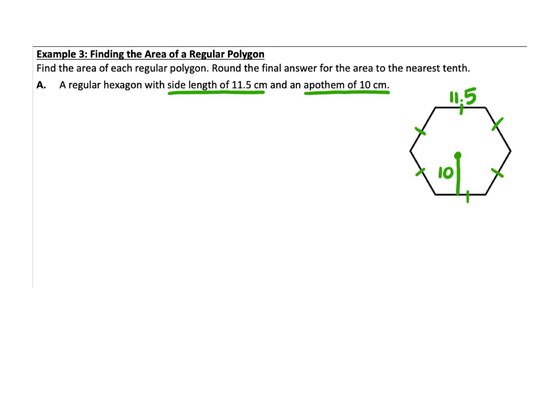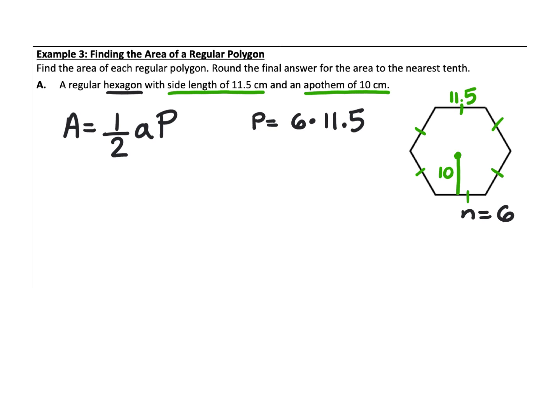All right, so let's write our formula down. The area of a regular polygon is found by taking 1/2 the apothem times the perimeter. We can calculate the perimeter by taking the number of sides, which in this picture we have 6 sides. It's a hexagon. So I'm going to take 6 times the side length. So I need 6 times 11.5. And if we calculate that, 6 times 11.5 is 69. So the perimeter is 69, the apothem is 10.